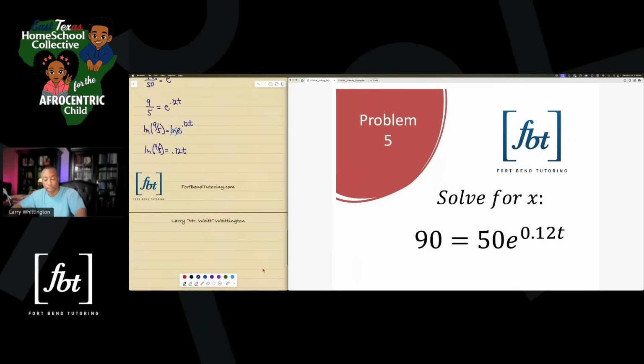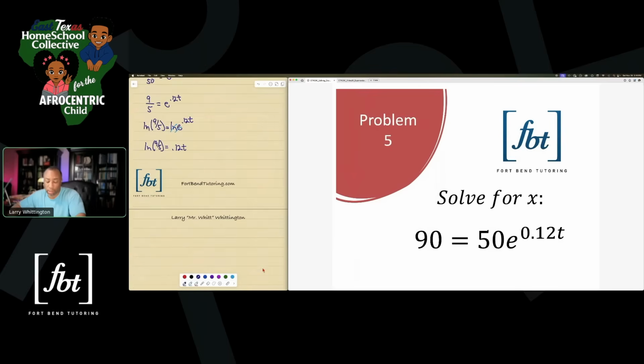Then what we can do with this is that 1200s, I don't like that fraction, to be honest with you. So let's change this. This is 1200s t. We can reduce both of these by 4, so you get 3/25ths t. Yeah, that's better, right? So you'll have the natural log of 9/5, like so, equals 3/25ths t.